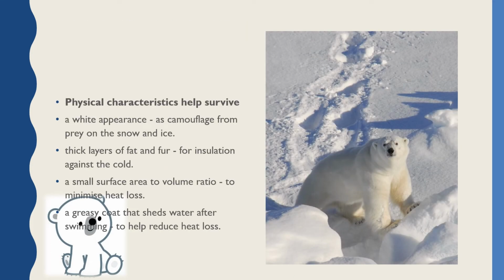These physical characteristics help the polar bears survive. A white appearance, as a camouflage from prey on the snow and ice. Thick layers of fat and fur, for insulation against the cold. A small surface area to volume ratio, to minimize heat loss. A greasy coat that sheds water after swimming, to help reduce heat loss.